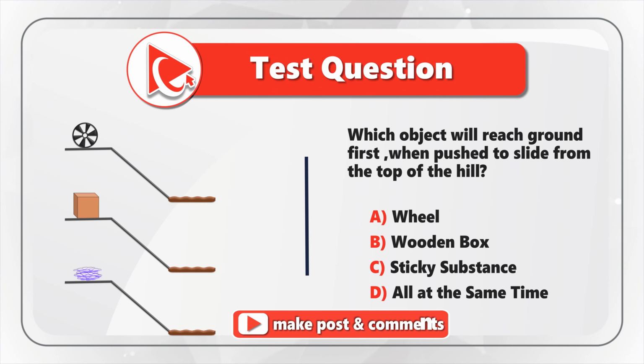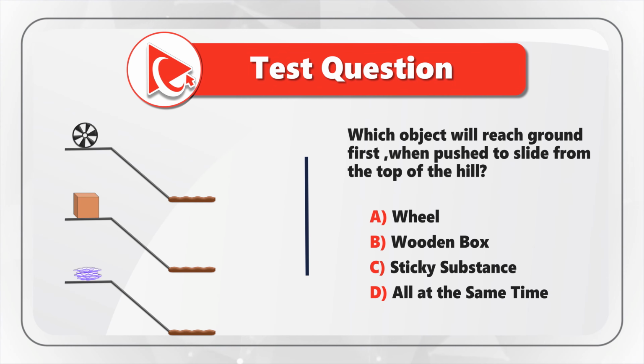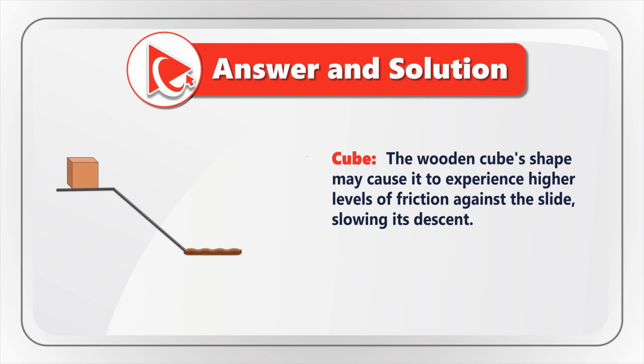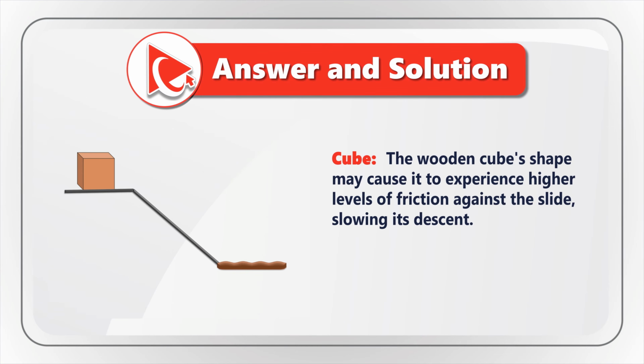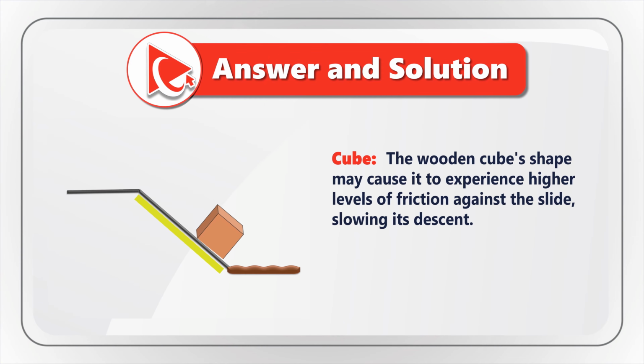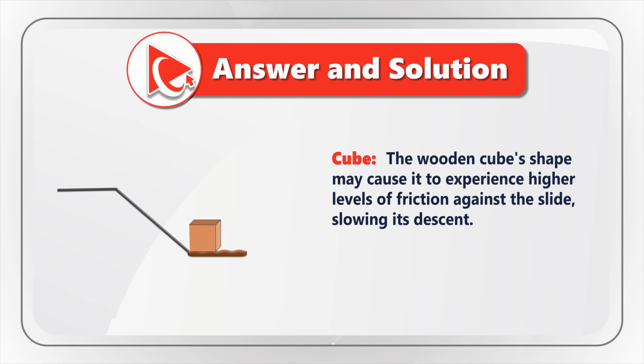To determine the answer, let's look at each object individually. This will help us decide all the considerations related to their sliding from the top of the hill down to the ground. Let's start with the cube. The cube's shape may cause it to experience higher levels of friction against the slide, slowing its descent.